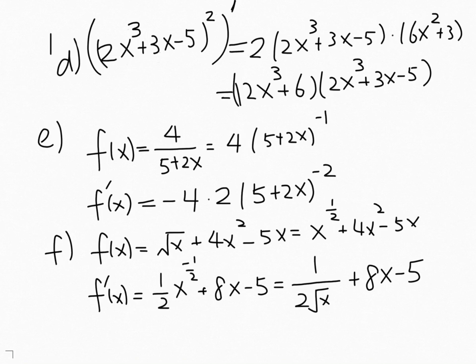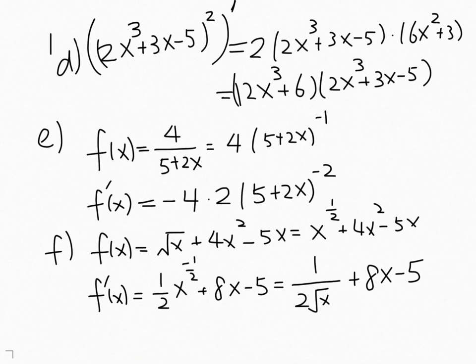Question 1d. 2x cubed plus 3x minus 5 raised to the second power. Taking the derivative, I will have to apply the chain rule. So I will have to take the derivative of my inner, multiply with the derivative of my outer. So my final answer is going to be 12 times x cubed plus 6 times 2x cubed plus 3x minus 5 raised to the third power.